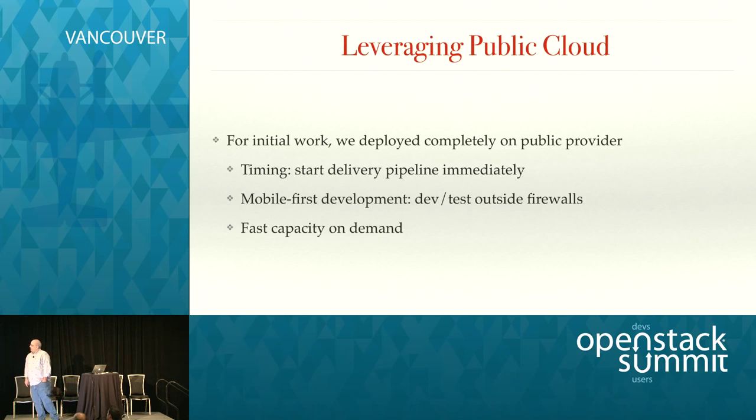And the final thing was fast capacity on demand. I don't know of any, maybe eBay and Walmart by the numbers now, but most of the private OpenStack environments are actually much smaller than what we can have available in the public cloud right now. So being able to leverage that capacity without the lead times and the capacity planning and everything is very, very handy. In general, people talk about cloud bursting. This is a form of cloud bursting, being able to use those resources wherever they are and whoever has them.